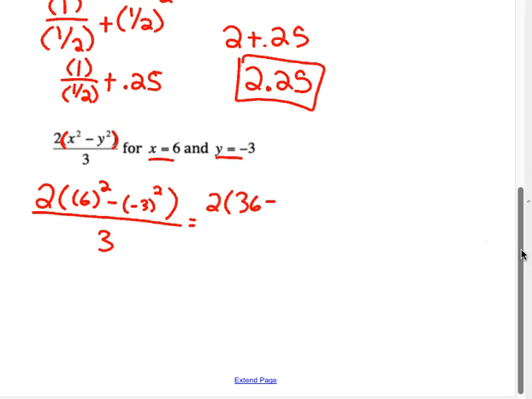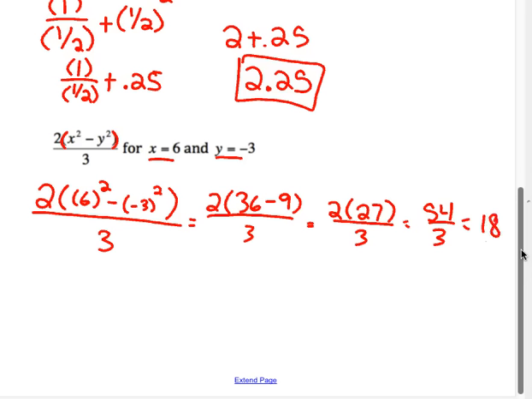And again, this is where it's very important if you type it in the calculator that you have those parentheses. Negative 3 squared is 9. All right, so now to finish off that parentheses, 36 minus 9 is 27. So now I'm going to finish off the top. 2 times 27 gives me 54. Divide 54 by 3 gives me 18 as my final answer.